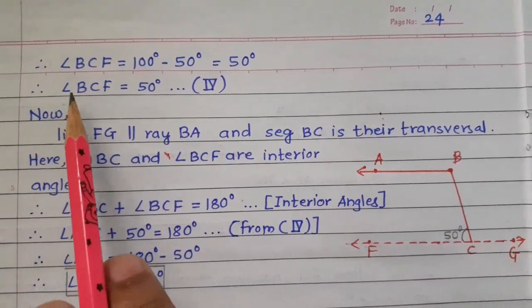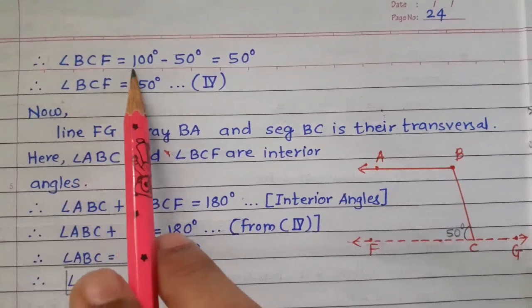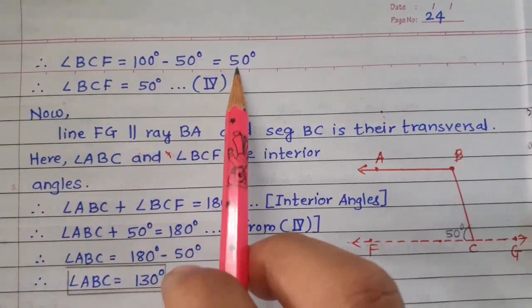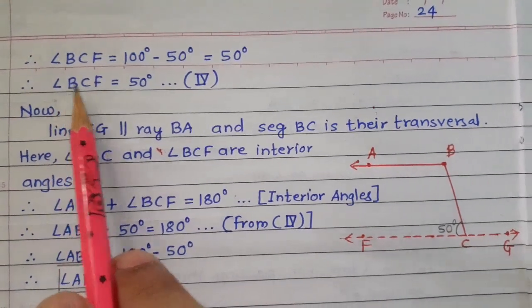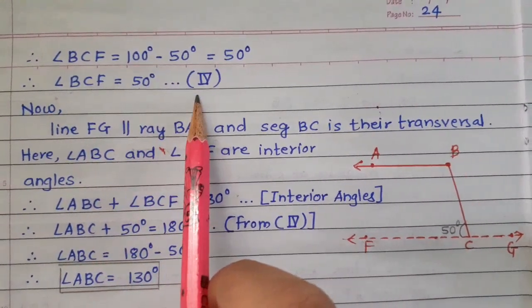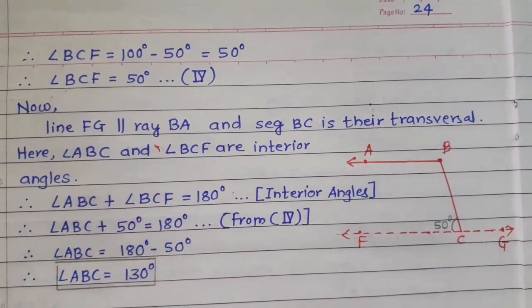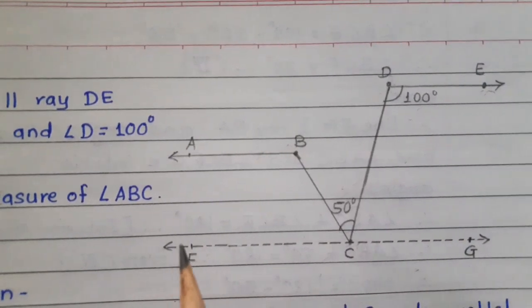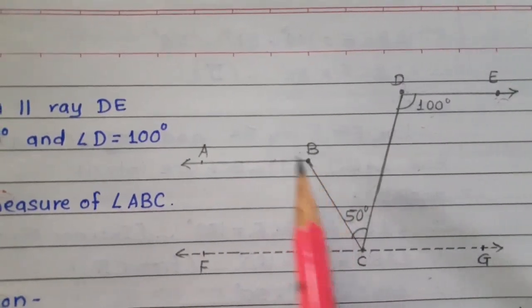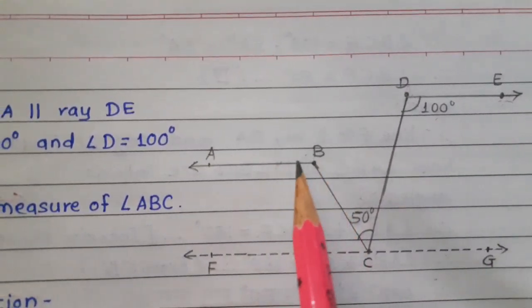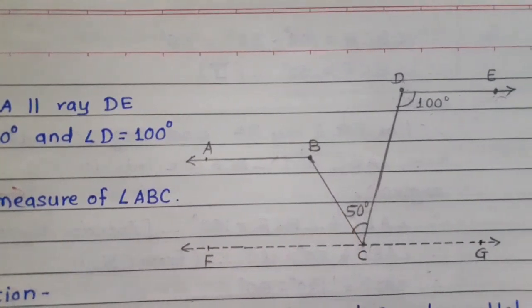Therefore solve this. Angle BCF is equal to 100 degrees minus 50 degrees, we get 50 degrees. Therefore angle BCF is equal to 50 degrees, give it as equation number 4. Now, line FG is parallel to segment BA, it is given, and BC is their transversal.